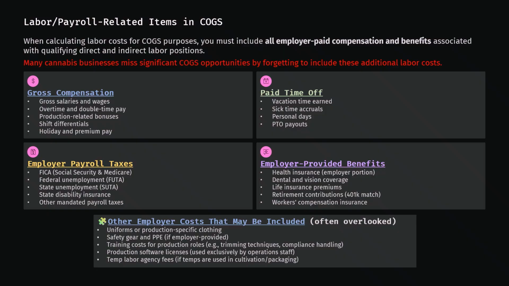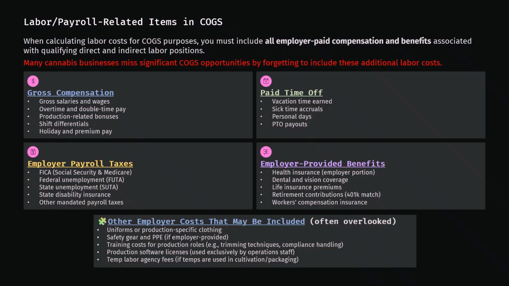Then you've got employer paid payroll taxes such as FICA, FUTA, SUTA. These are all costs you incur as an employer to keep someone on payroll. If their work is production related, these taxes are directly tied to labor costs and should be treated as COGS. Then you've got employer provided benefits, so health insurance, dental, vision, even life insurance or HSA contributions. These are real employment costs. When the employee's time qualifies as COGS, so do these fringe benefits. Workers' compensation. This is mandatory in most states and tied to job function. If you're paying workers comp on your trim team, extraction techs, or grow room staff, those premiums are a cost of labor and can be proportionally treated as COGS.